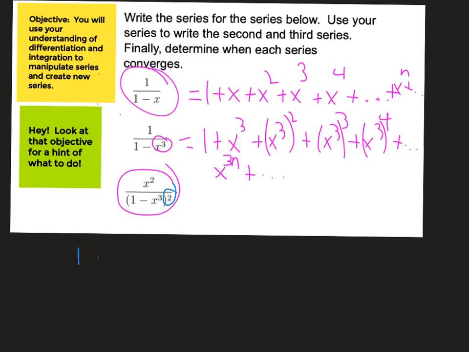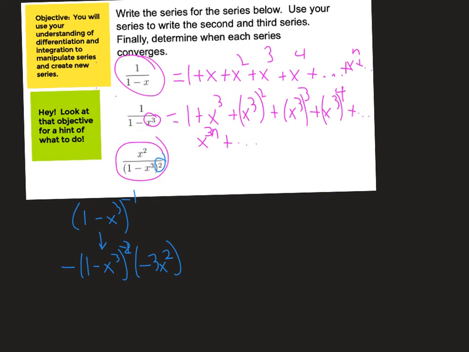If I were to take 1 minus x cubed to the negative 1, and I were to take the derivative of that, that'd be negative 1 times 1 minus x cubed to the negative 2, chain rule, negative 3x squared. So isn't that just 3x squared over 1 minus x cubed squared?